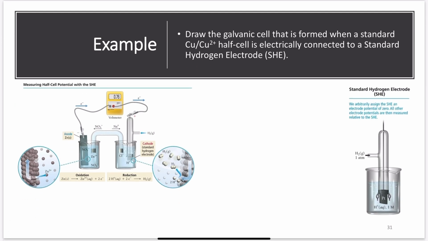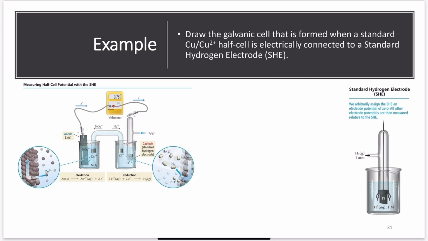Draw the galvanic cell that is formed when a standard copper 2+ half cell is electrically connected to a standard hydrogen electrode. What is a standard hydrogen electrode? We're going to soon talk about the standard table of reduction potentials. What we find is that everything has been measured against a standard, and the standard is called a standard hydrogen electrode, or SHE. We call it SHE; we don't say "she." Every potential has been measured against this to normalize them to one another.